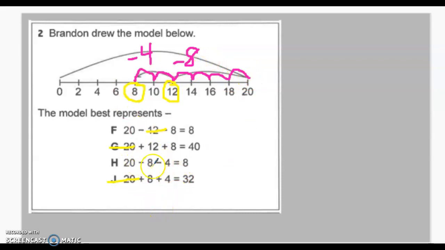So let's check this last one. 20 minus 8, 20 minus 8, that works. Minus 4 more. Minus 4, that one works. 20 minus 8 minus 4 equals 8. That is true. That is your answer.